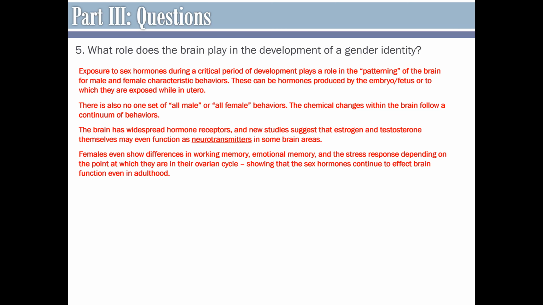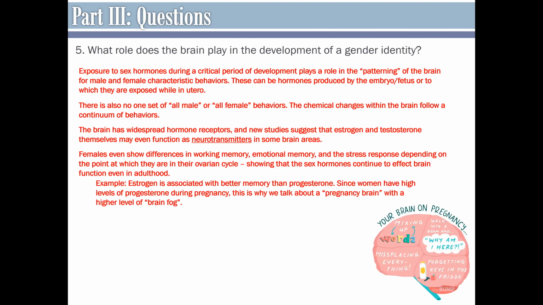Females even show differences in working memory, emotional memory, and the stress response depending at what point they are in their ovarian cycle. And this shows that sex hormones can continue to affect the brain function even in adulthood. To give you an example, estrogen is associated with better memory than progesterone. Since women have high levels of progesterone during pregnancy, remember progesterone, progestation is the pregnancy hormone, this is why we talk about a pregnancy brain when women have a period of higher than normal levels of brain fog where they have difficulty remembering things, and that is because of the difference in hormones.